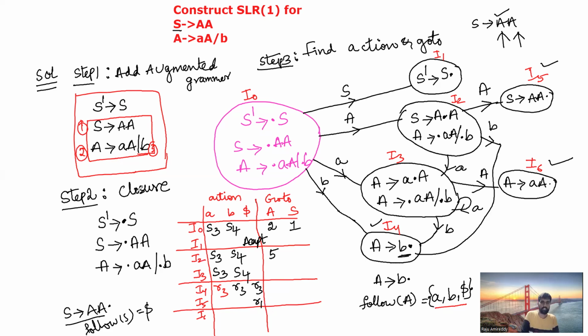Next one, the last one we have is A tends to aA. So we need to find again what is the value of this one, where we need to substitute. Here we have A tends to aA, so we are going to find the follow of capital A again. We already found the follow of capital A: this is a comma b comma dollar. So in place of a comma b comma dollar, we must write the production number 2, which is called R2.